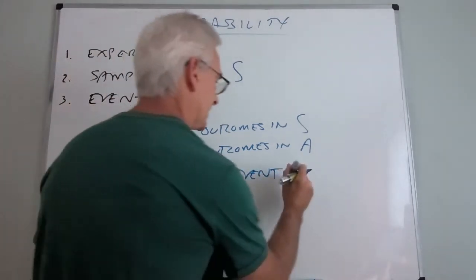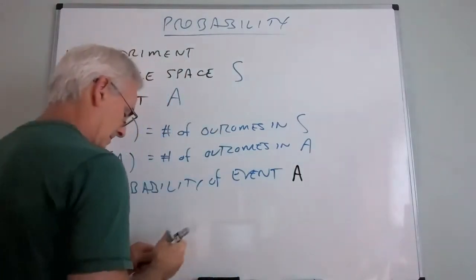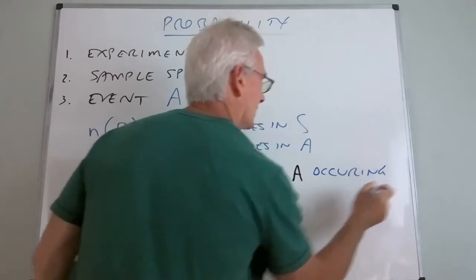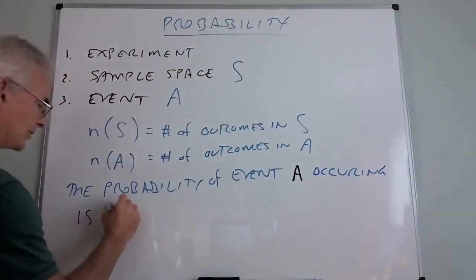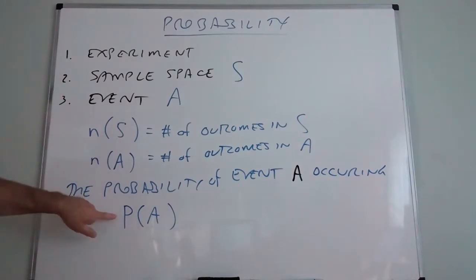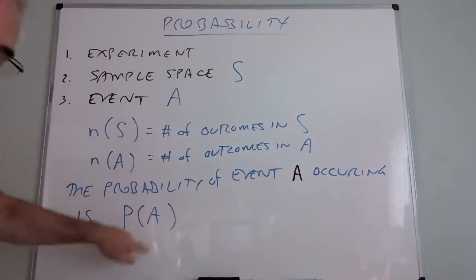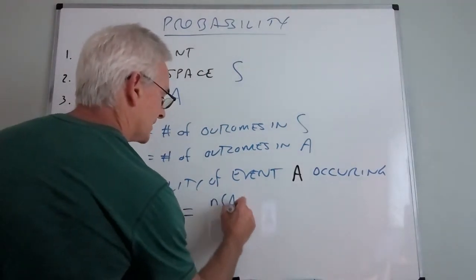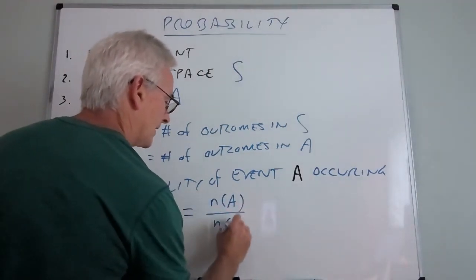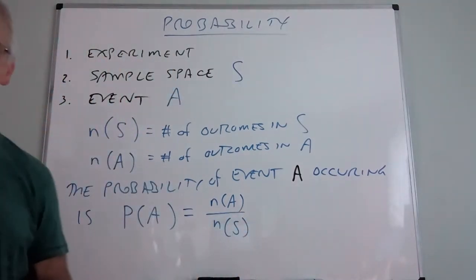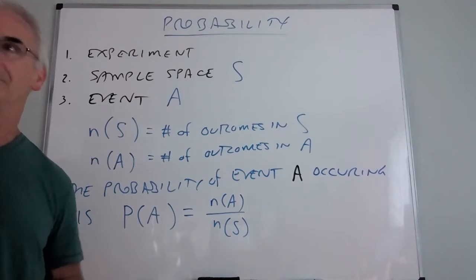The probability of event A occurring is, and what we usually use is capital P of A. That just makes our notation simpler. The probability of event A occurring is defined to be the number of outcomes in A over the number of outcomes in S. It's that simple. That is the definition of probability. There is no other.